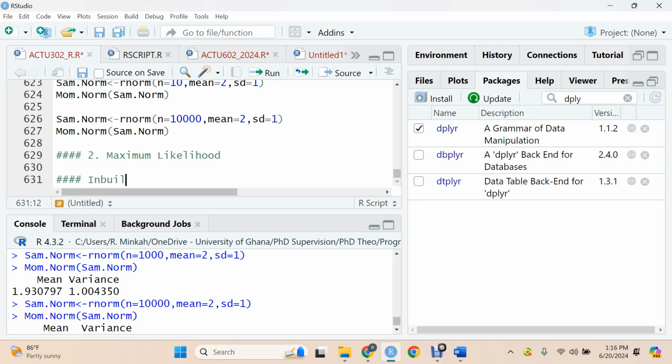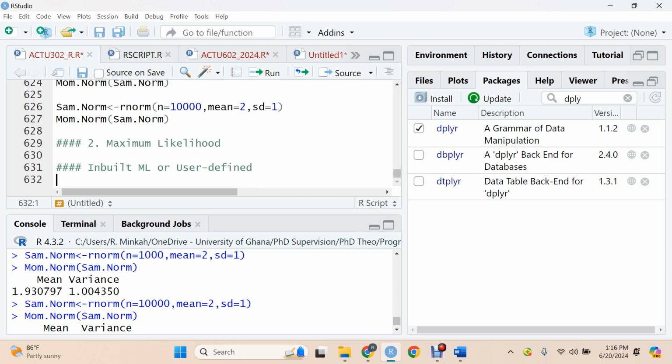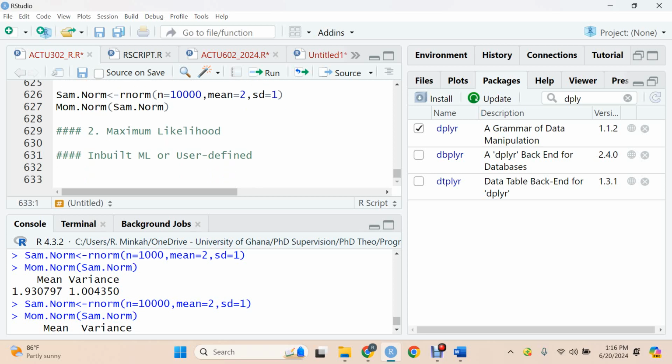We have inbuilt, ML or user defined. Okay. When we are lucky, some packages contain maximum likelihood estimation routines. But later on, as you move up the academic calendar, you realize that when there's a new distribution, you need to write your own function to do some of these likelihoods. Okay. So the first one is inbuilt.